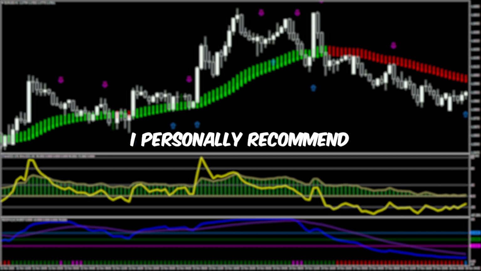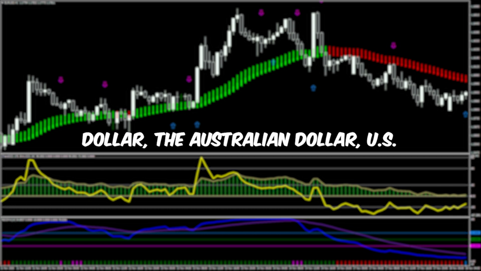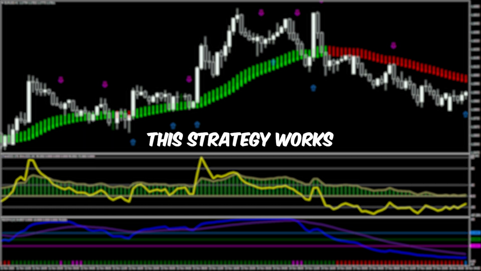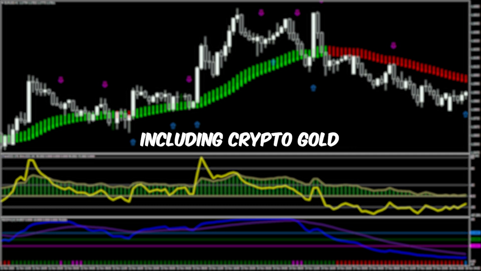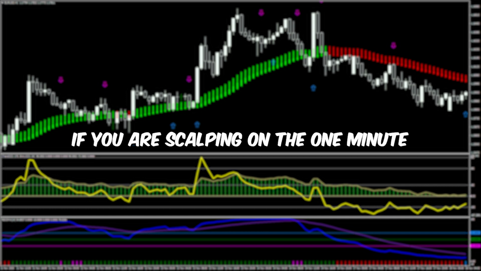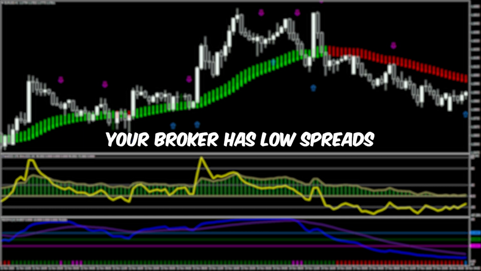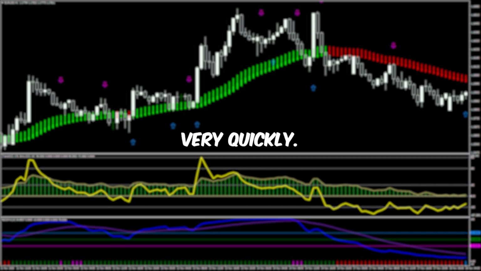For the markets, I personally recommend trading major Forex pairs, like the euro against the US dollar, the Australian dollar against the US dollar, and the British pound against the US dollar. That being said, this strategy works with any trading market, including crypto, gold, and the stock market. Just remember, if you are scalping on the 1-minute or 5-minute charts, you must ensure your broker has low spreads, as high spreads can eat into your profits very quickly.